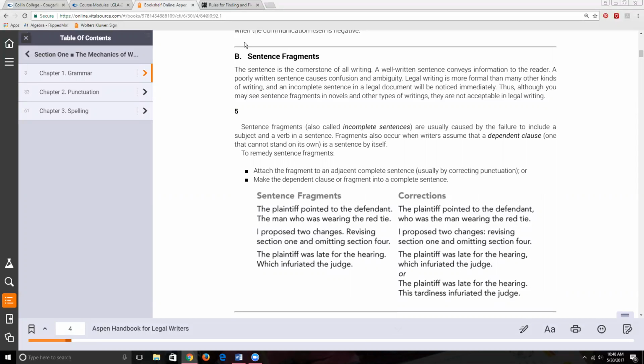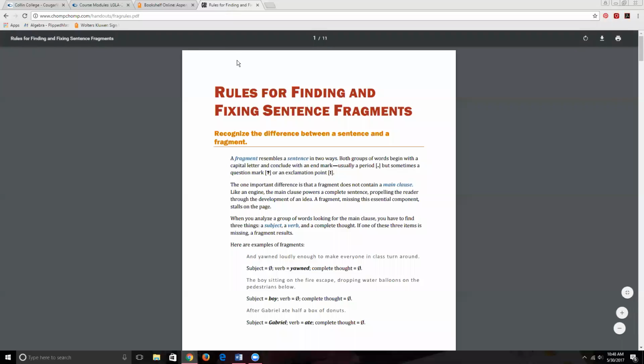So I've given you another tool. I've posted it, and it's a Chomp Chomp tool. By the way, Chomp Chomp is a really cool, kind of edgy, fun grammar site, and who doesn't think about grammar being edgy? So this is very, very consistent with the whole grammar mentality, of course. Anyway, this gives you some ideas about how to work with finding and fixing sentence fragments.